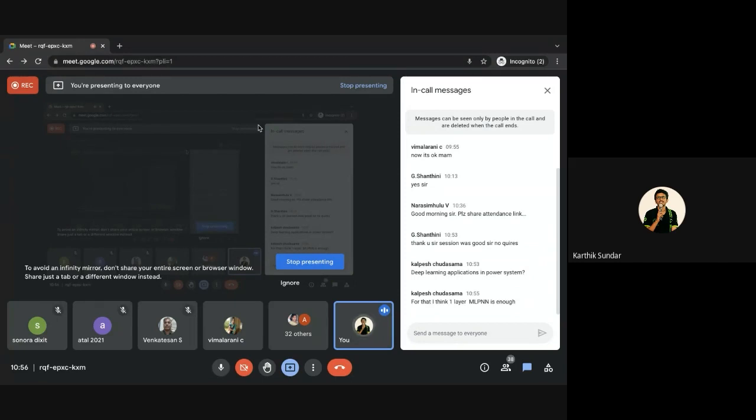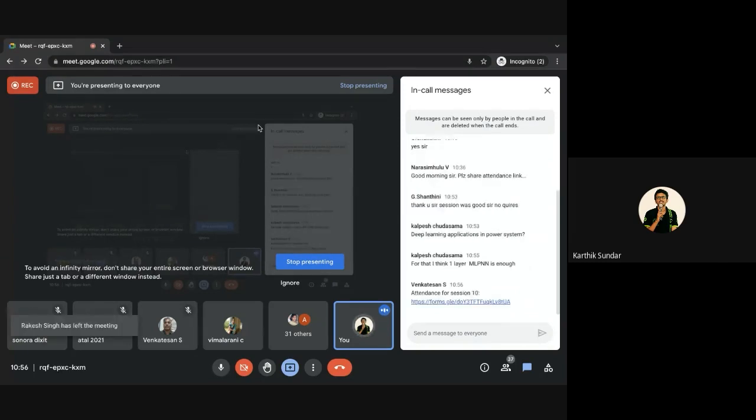And for most practical purposes, a single hidden layer is more than enough, unless you are going for image recognition or voice recognition. Only for those kinds of complex problems where you have a lot of features will you go for multi-layered networks.